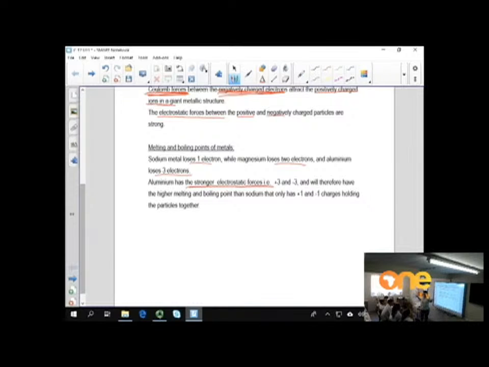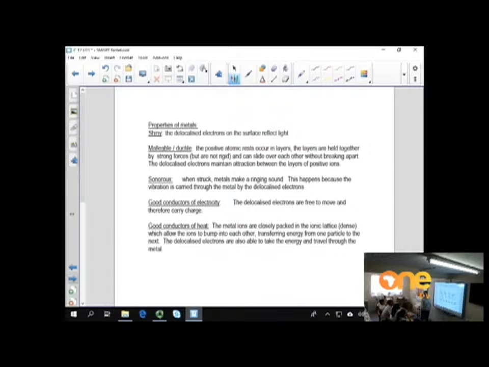Who would have the highest melting and boiling point? Aluminium. Because a +3, -3 charge is going to hold stronger than a +1, -1. You follow? All right. Must be logical. So the aluminium will have stronger electrostatic forces. So aluminium as a pure metal will have a much higher melting and boiling point than the other two. Higher than sodium, which is only +1 and -1. Magnesium would be in between because it's +2, -2. Do you follow? Okay.